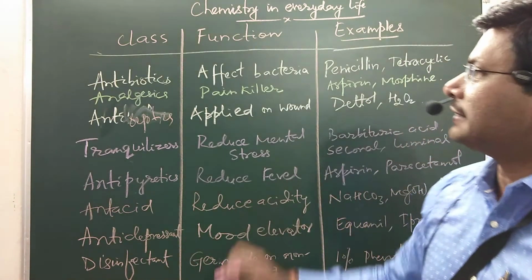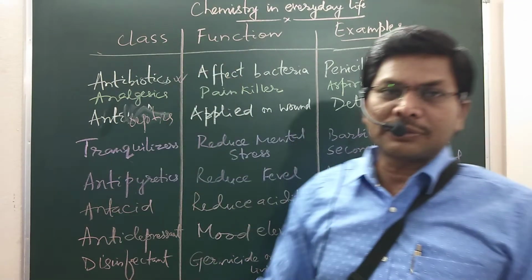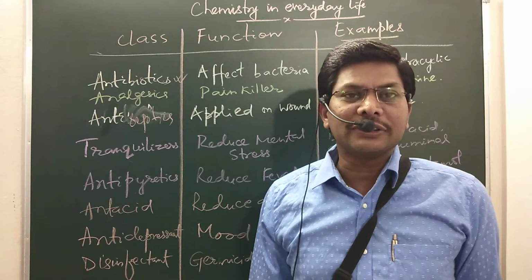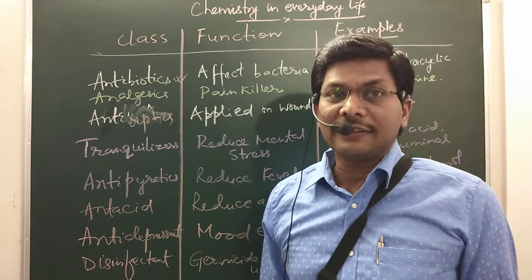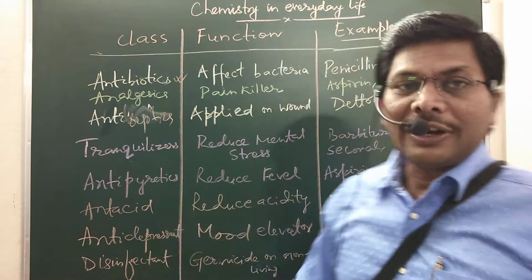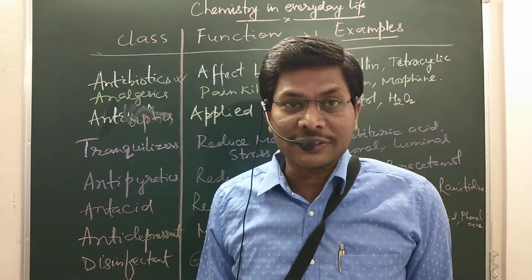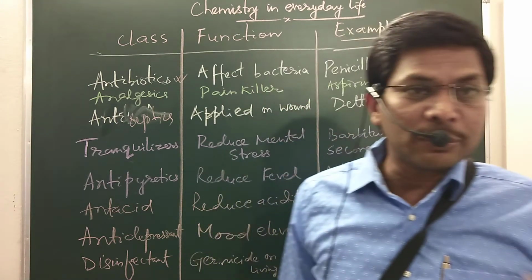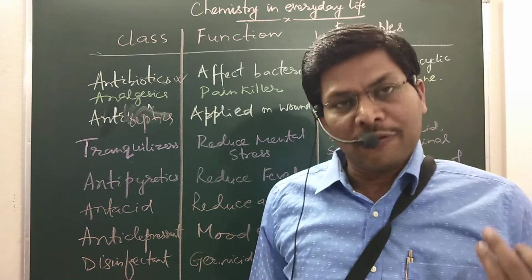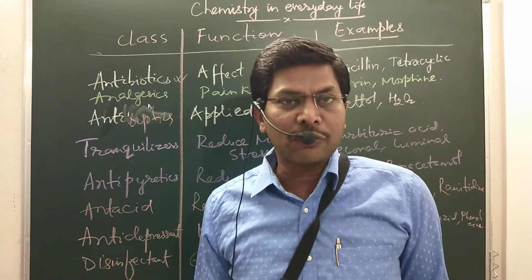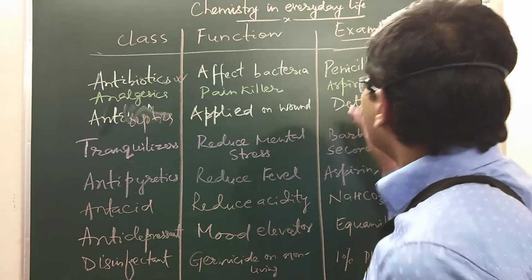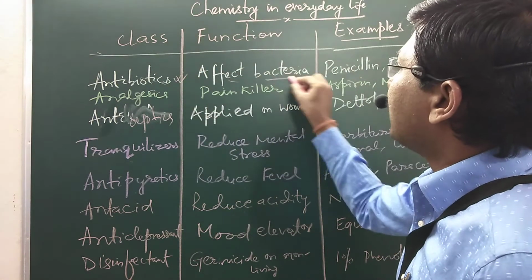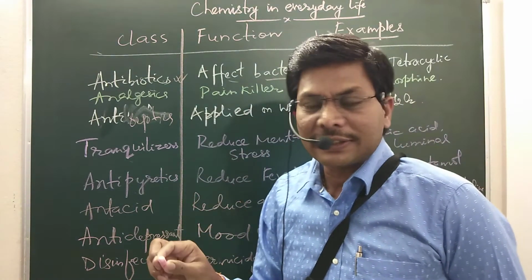So let's see. Antibiotics are substances synthesized by microorganisms like bacteria and fungi, and which are effective in killing other microorganisms. Generally they have less effect on human cells, and that's why they are very beneficial. The first antibiotic was penicillin, discovered by Alexander Fleming. Penicillin affects bacteria; it can kill the bacterial cell wall.